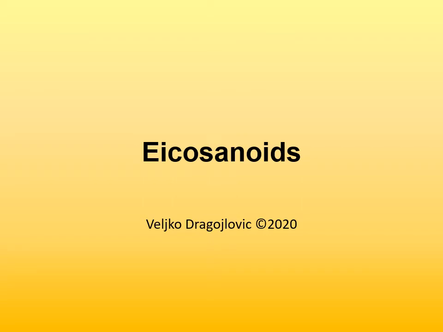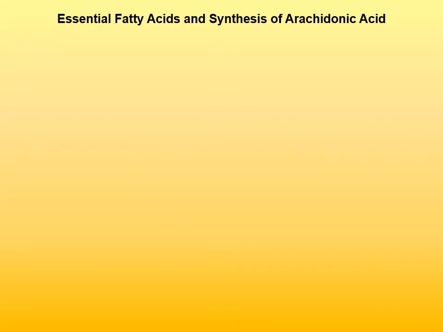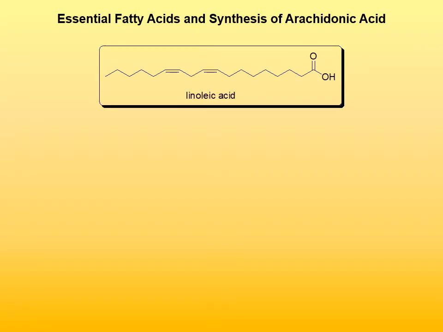In this lecture, we will examine structure, biosynthesis, and function of eicosanoids. Eicosanoids are a class of lipids that include leukotrienes, prostaglandins, and thromboxanes. They are all synthesized from arachidonic acid. They are oxidized derivatives of C20 fatty acids, and arachidonic acid is, of course, a C20 fatty acid.